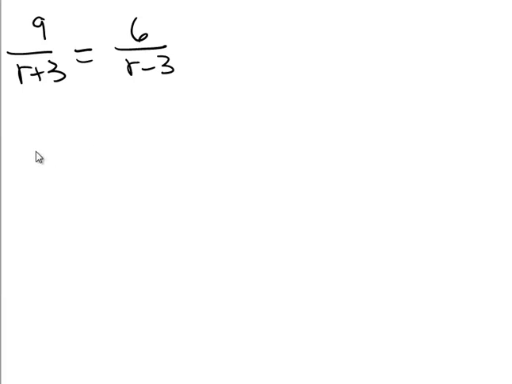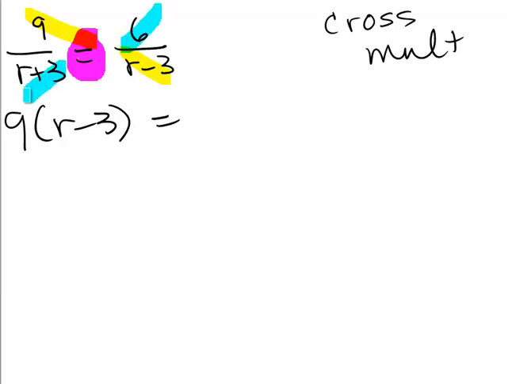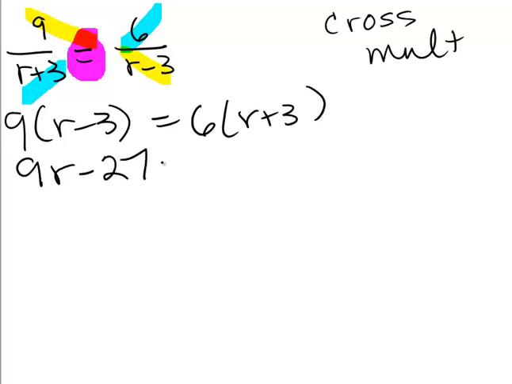Okay, so let's do the math. And we're going to use, just like we did before, cross multiplication because we're working over an equal sign. We can do that. So first we're going to go this way, and we'll have 9 times r minus 3 equals, and now we're going to go this way, 6 times r plus 3. 9r minus 27 equals 6r plus 18.